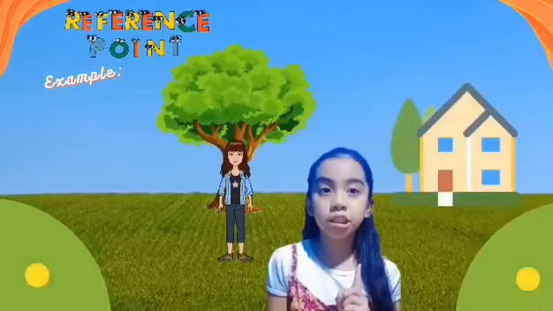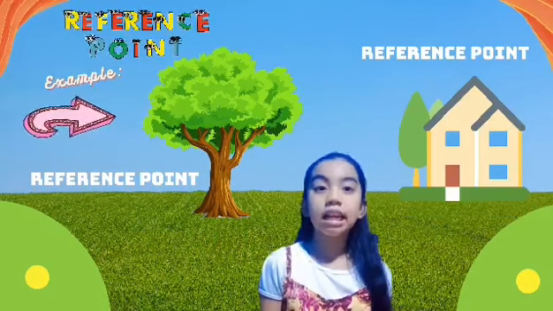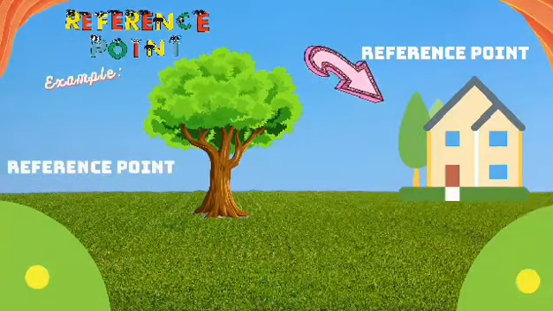The first position of the girl was under the tree. As we can see, the girl walked farther and farther from the tree. The girl's position has changed. She stopped nearby the house. The first reference point of the girl is the tree. And the second one is the house.